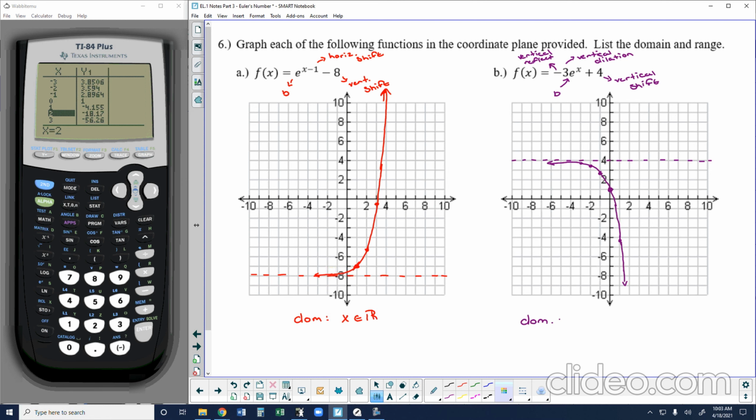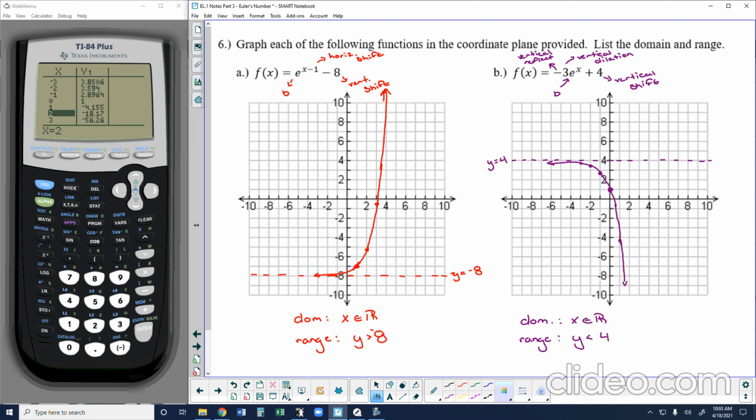So both of these functions are going to have a graph that goes to the right forever and goes to the left forever. The range of f of x in a is going up forever, so it's going to be above the horizontal asymptote, which is y equals negative 8, so it's going to be greater than negative 8. The range for g of x in b is below the horizontal asymptote, which is y equals 4. And again, it's never going to intercept that, so it's going to be less than 4.